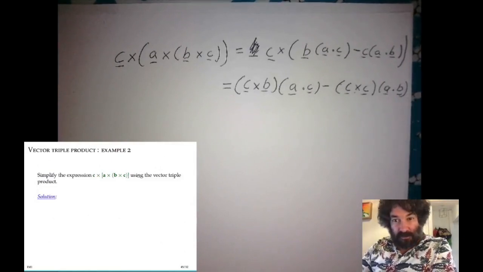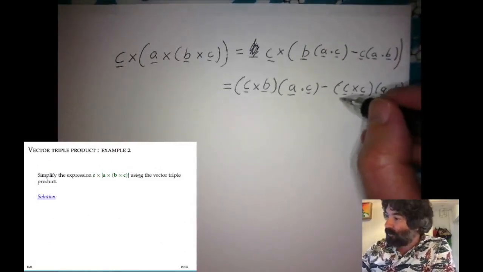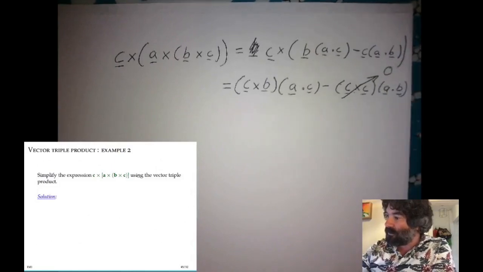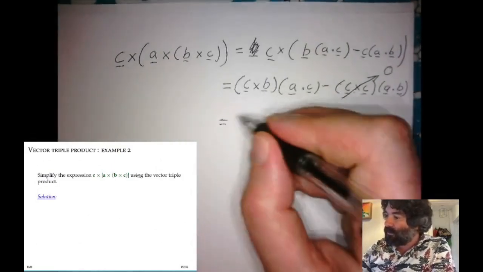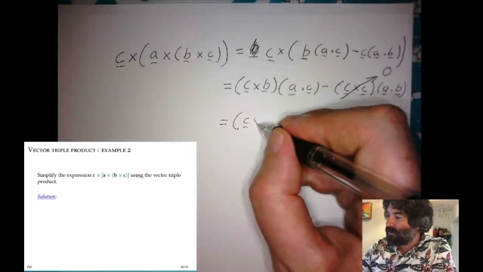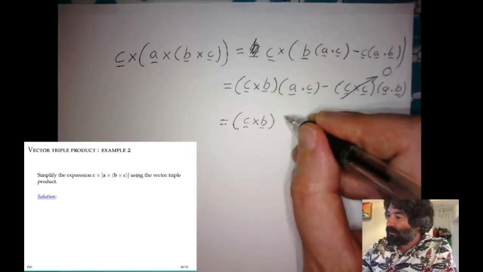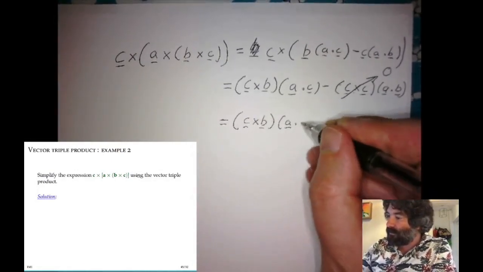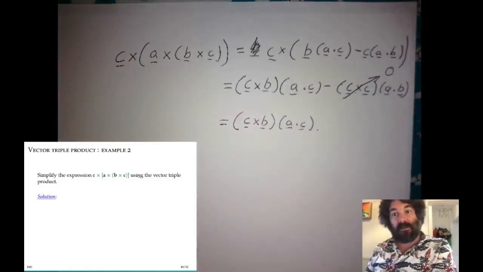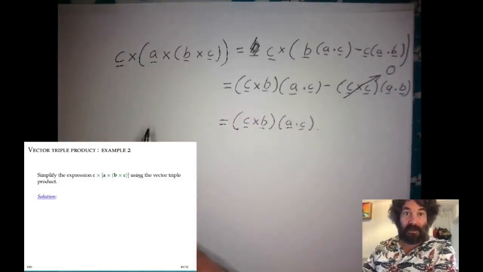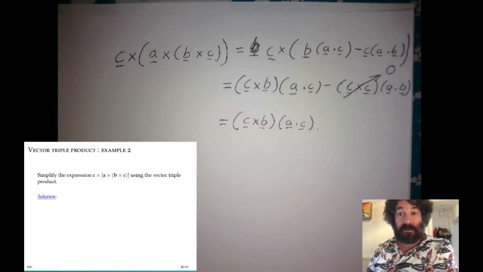And one of the properties of the cross product is that the cross product of a vector with itself is 0, so the second term is 0, meaning that this simplifies to the cross product of C with B times the dot product of A with C. And so this is a simpler expression for the expression on the left, which involves 3 cross products.